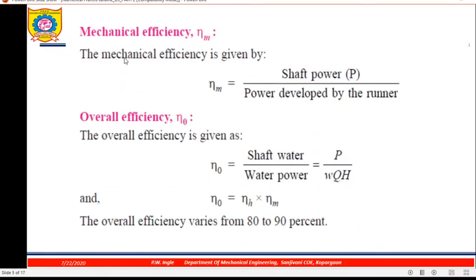Okay. Now mechanical efficiency. We have discussed hydraulic efficiency. Now we will see mechanical efficiency. So it is shaft power upon power developed by runner. Then overall efficiency is what? Shaft power upon water power. So overall efficiency is hydraulic efficiency into mechanical efficiency.